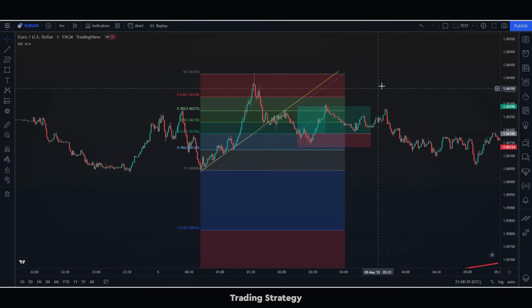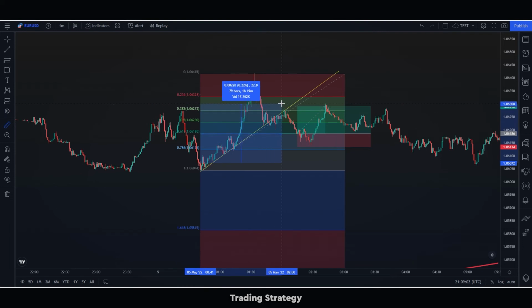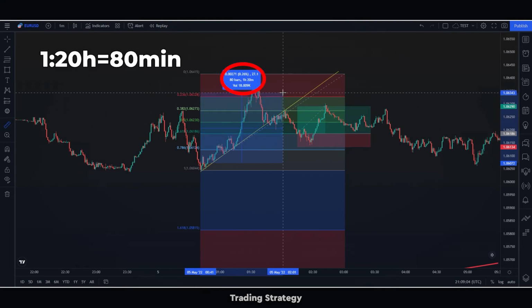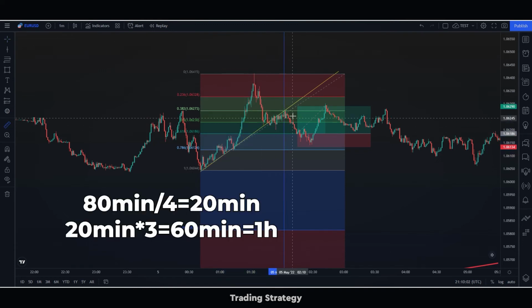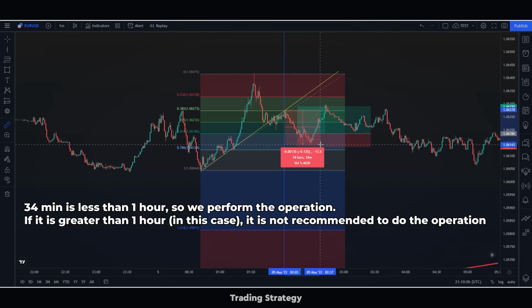It is important to clarify that the correction to the 61.8% zone must be made within 3/4 of the duration of the trend. To know this, we can measure how long the trend lasted with the ruler tool. Once we know how long, we will simply have to grab a calculator and divide that time by 4 and multiply it by 3. This will give us the time in which the correction to the 61.8% zone should occur. If within that time the correction does not occur, it is better not to perform any operation.